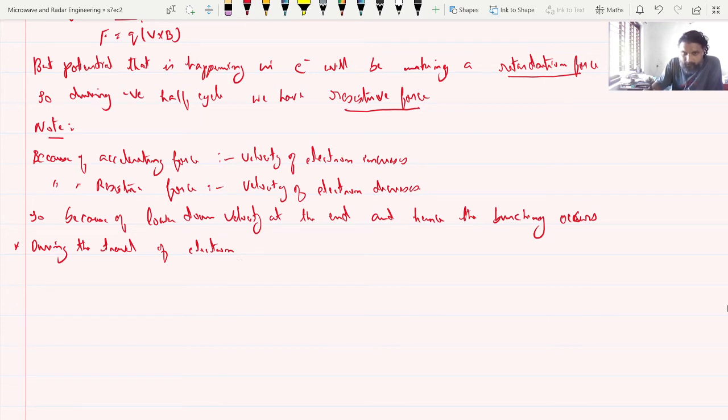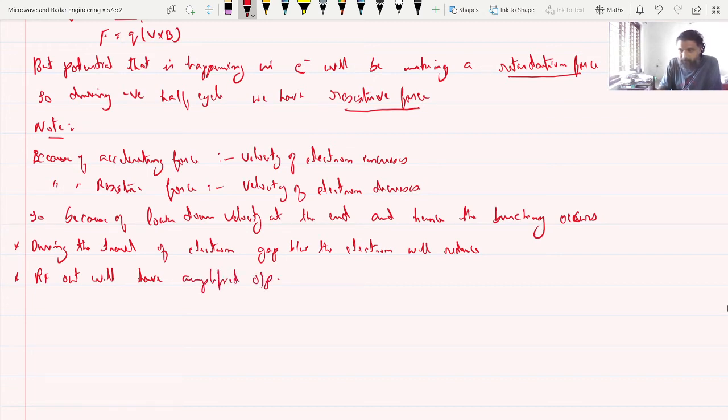The gap between the electrons will reduce. Okay, and the RF output will have amplified output. We have amplified output.